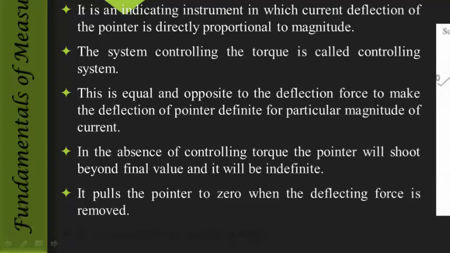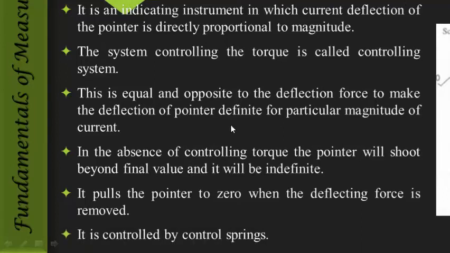And why is it called restoring torque? Because when the input value or the input current is removed, it goes back to the value 0. So that is why it is called restoring torque. So controlling torque is otherwise called restoring torque because of these two reasons. And this controlling torque is provided by control springs.